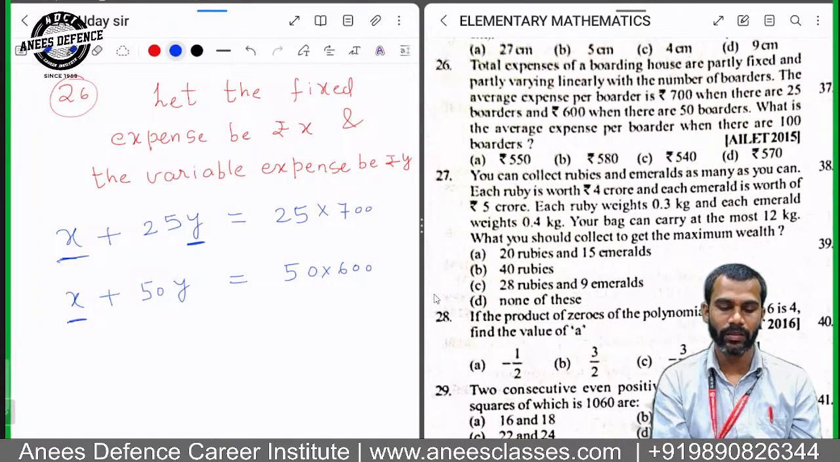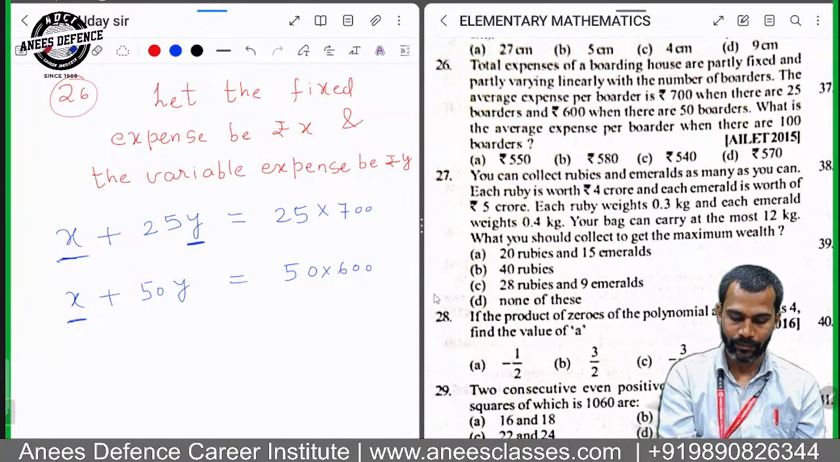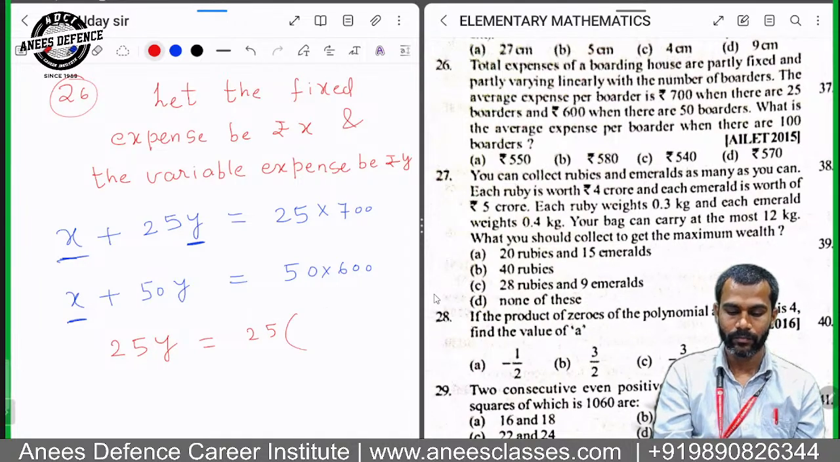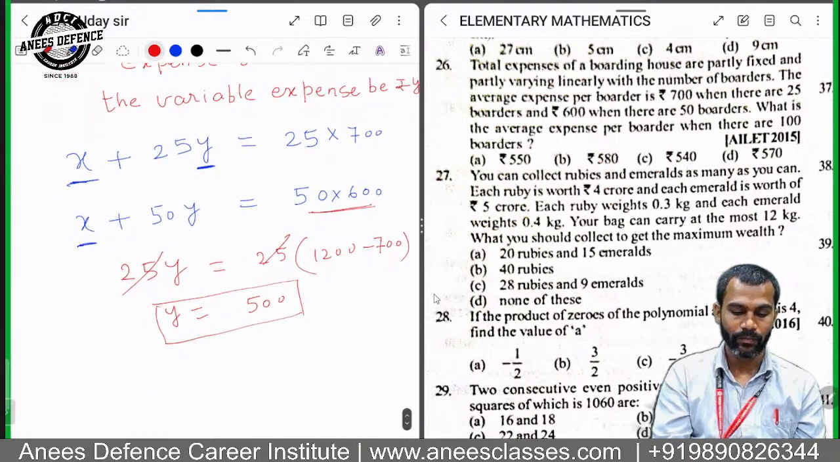Please try to solve this equation. So we just subtract equation 1 from 2. You'll get 25y is equal to, can I take 25 common? So here you'll get 1200 and here you'll get 700. So 25 and 25 cancel, and y is nothing but 500. Now put the value of y in the first equation.